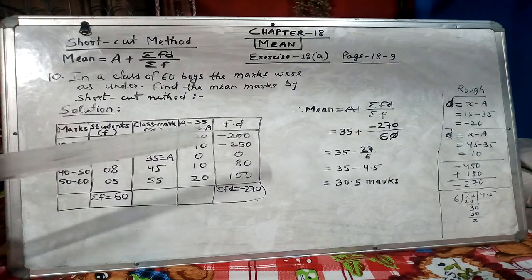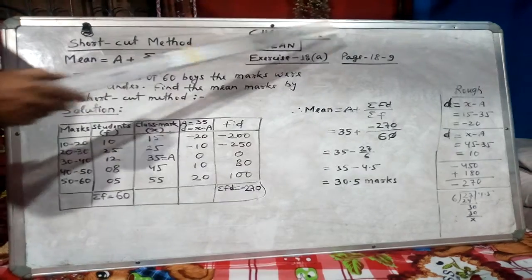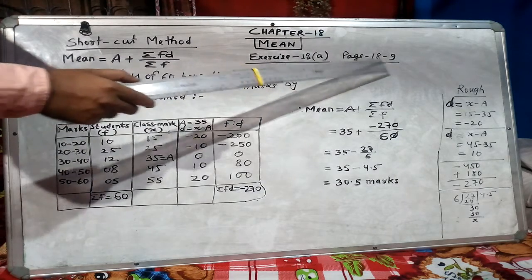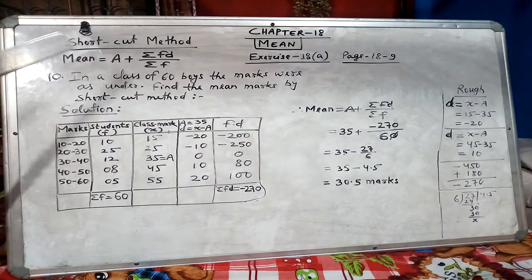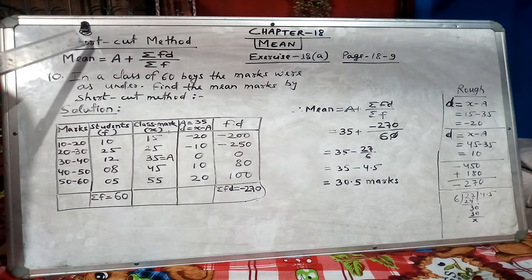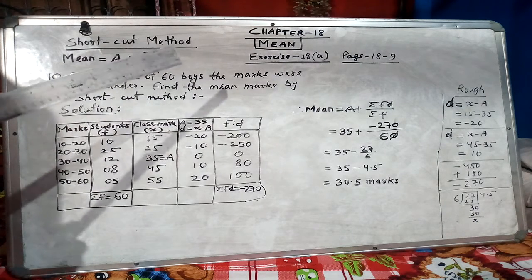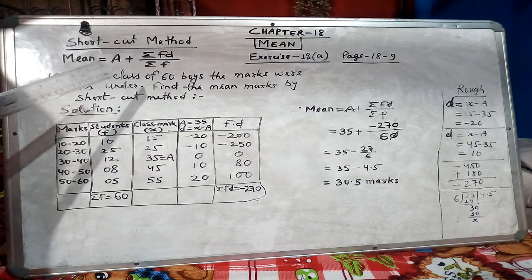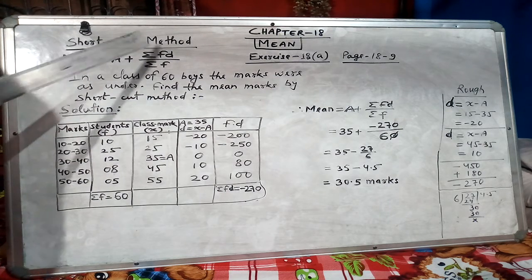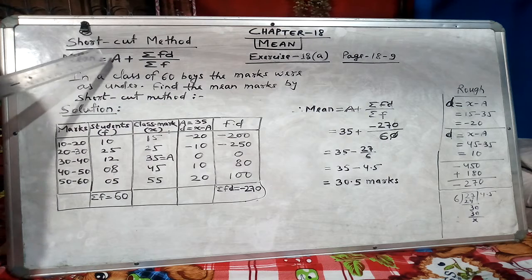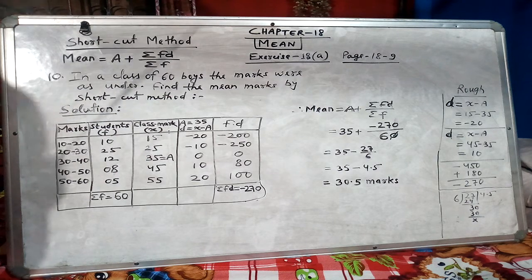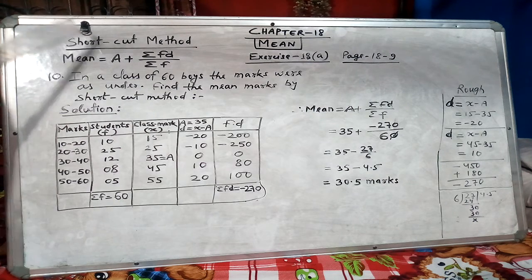Children of class 10, today we are going to learn chapter 18, mean, exercise 18a, page number 189. Today we are going to learn mean by the shortcut method. In the last two videos we learned mean by the direct method, but today we are going to learn the shortcut method. So mean equals a plus summation of fd by summation of f. This is the formula of mean by the shortcut method.